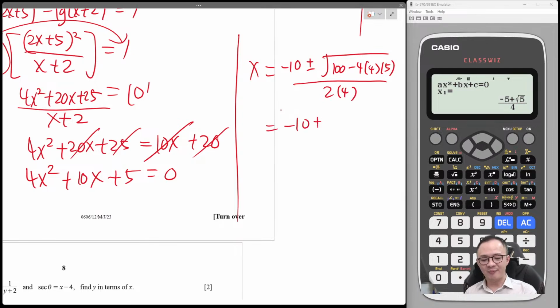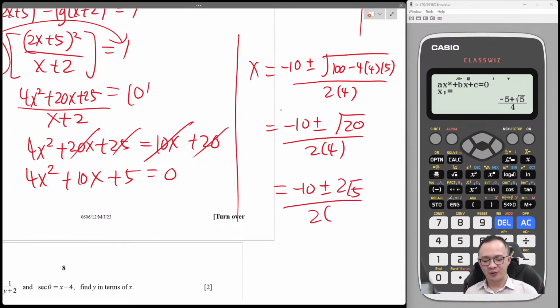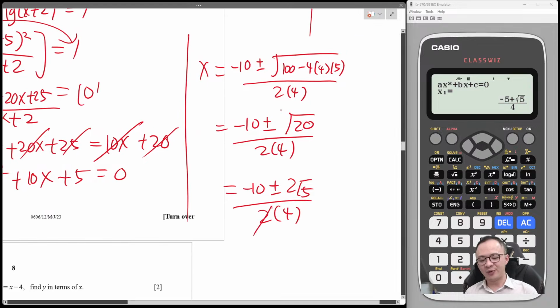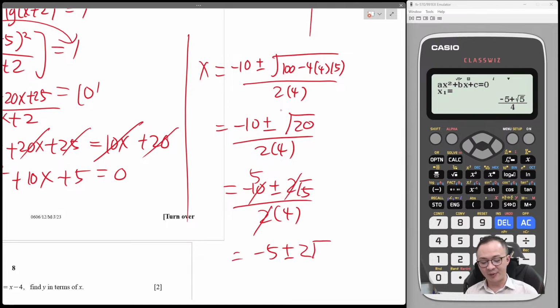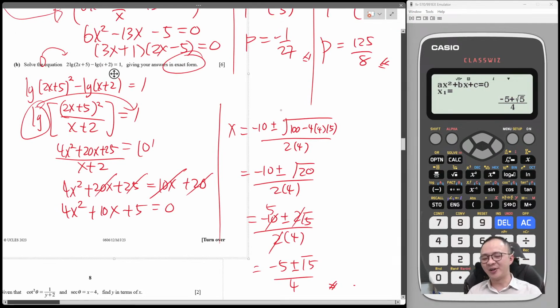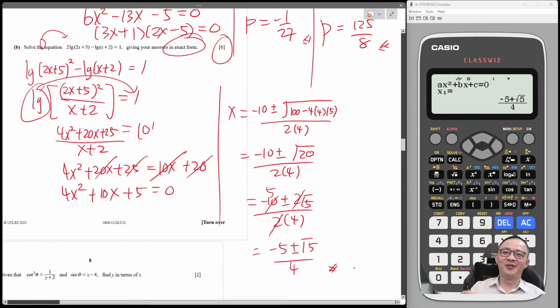So this is negative 10 plus minus 20 over 24. So this is negative 10 plus minus, this is what, 2 root 5 over 24. So I divide 2, isn't it? So minus 5 plus minus 2 root 5 over 4. Okay, basically need to make sure I use the quadratic, because I thought log already, that's why they give 6 marks. Yeah, need to use a quadratic to solve it lah. Yeah, I guess a lot of you already see it because I saw a lot of quadratic formula there.